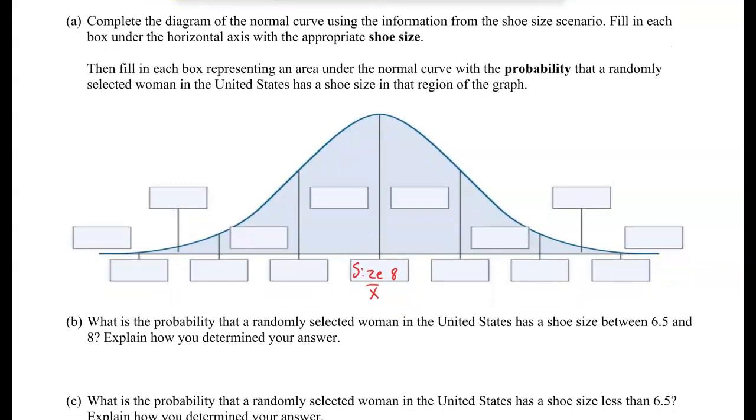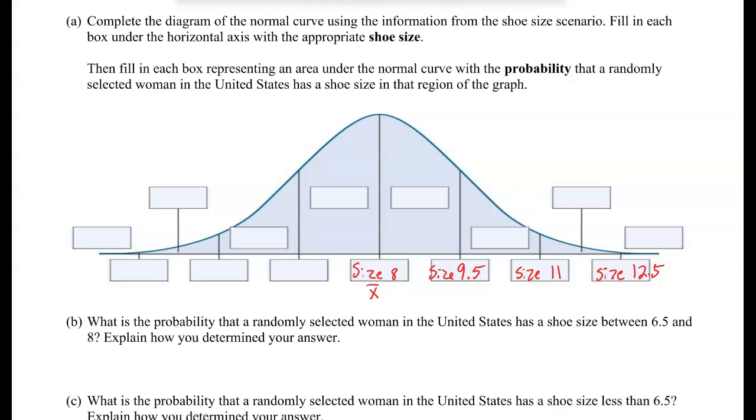All right, should be able to have this down pretty quickly. Guys, what is going to be a positive 1 standard deviation? Size what? 9.5. All right, so what's our positive 2 standard deviation size? 11. And then we have our size, this would be 12.5? Is that right? Yeah, 12.5. Okay, make sure my math is adding correctly.